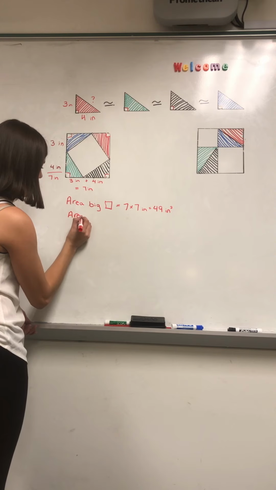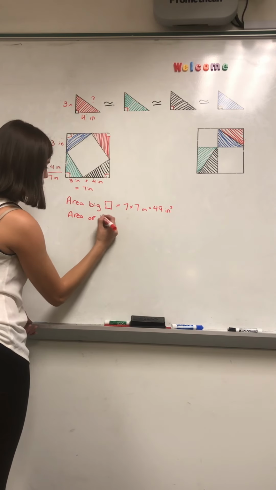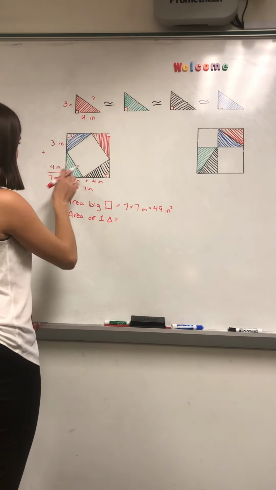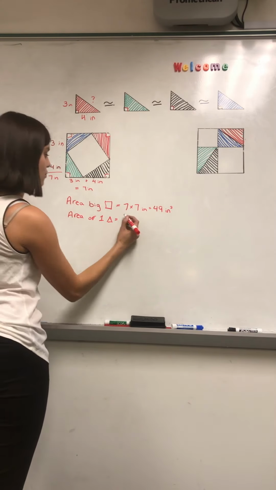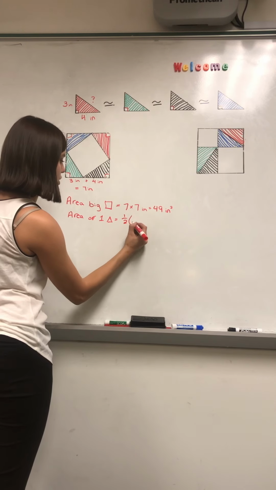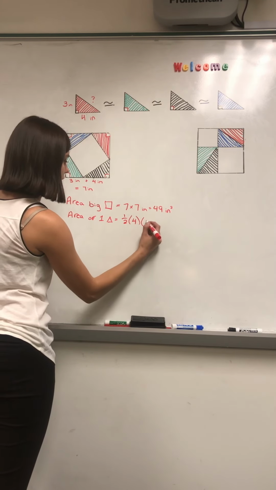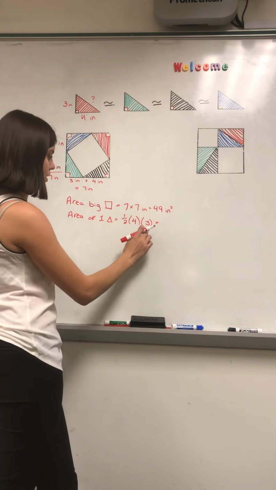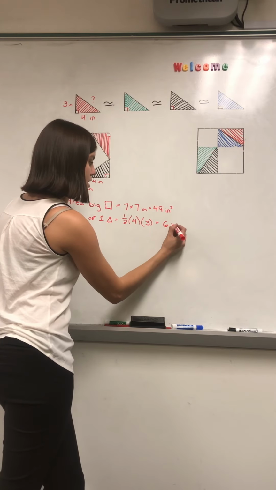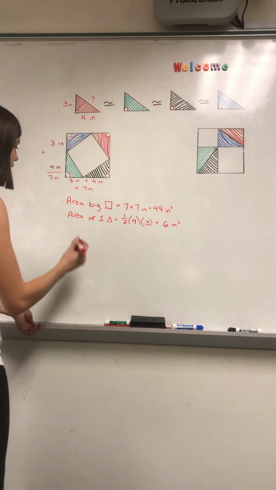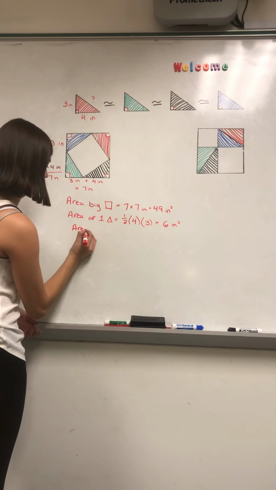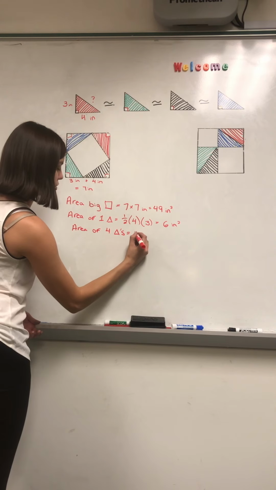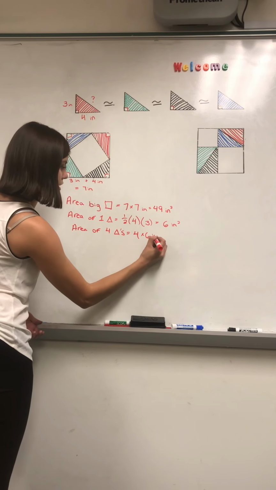So let's do the area of one triangle, let's do our green one here. We know that it has a height of 4 inches, so we're going to do our half from the equation, our 4 from the height, and then our 3 from the base, which is going to give us 6 inches squared. Now we're going to find the area of 4 triangles, which is going to be 4 times 6 inches.